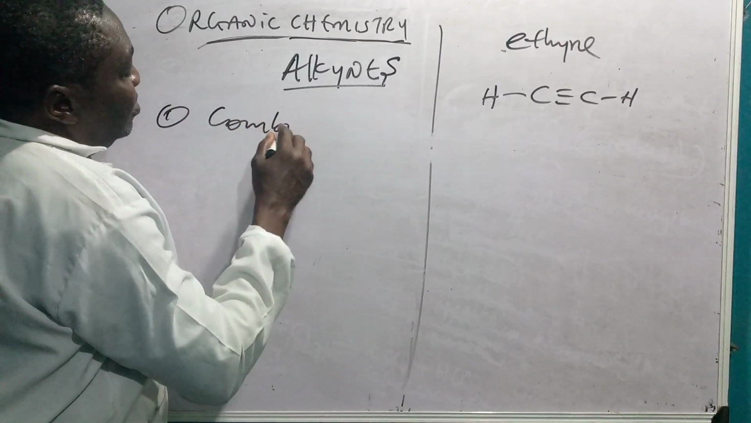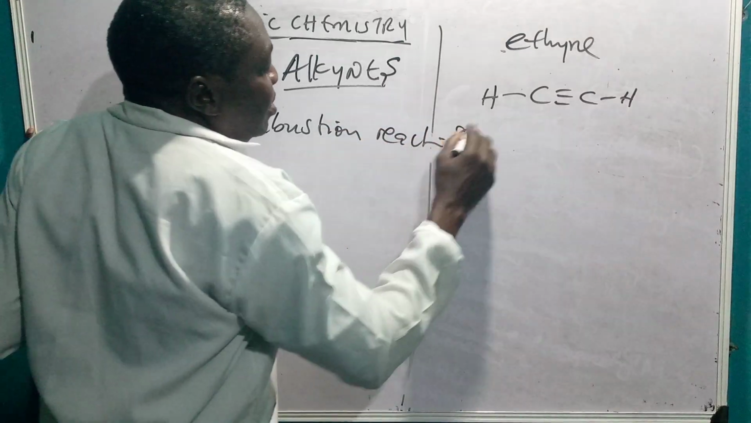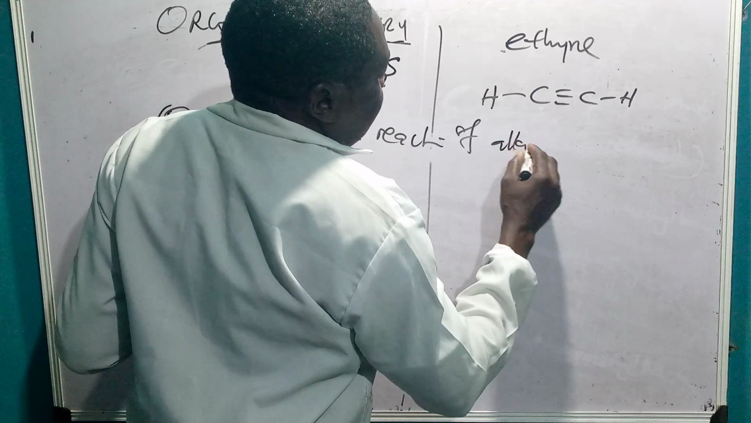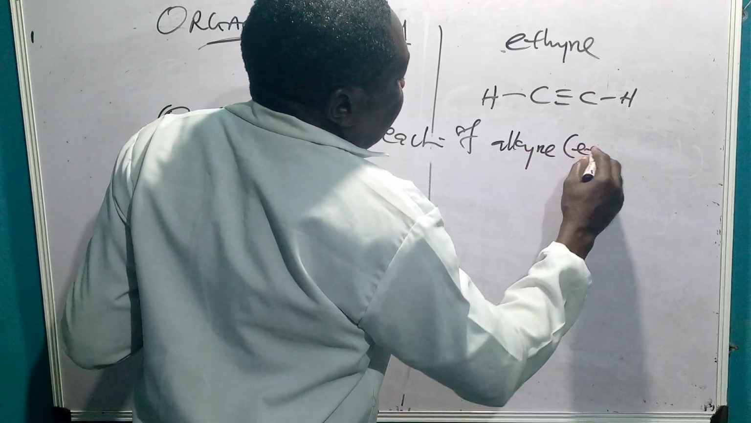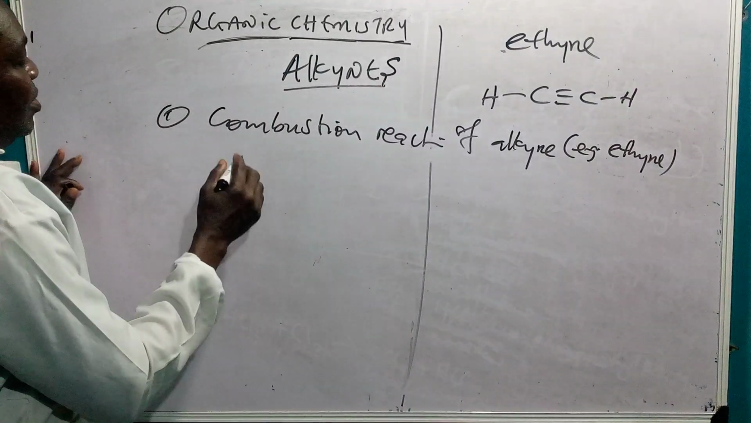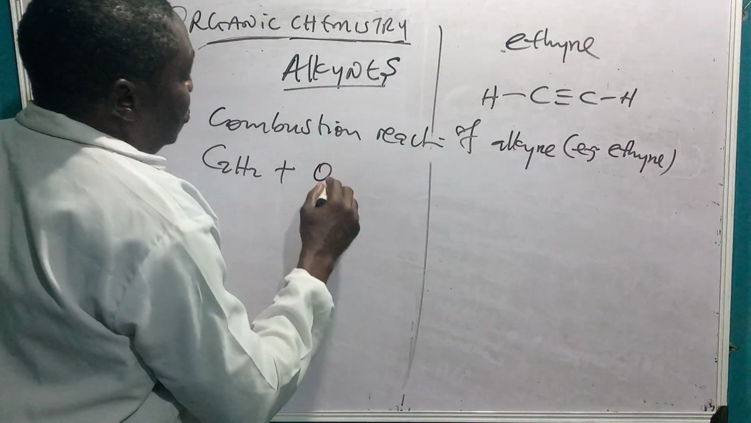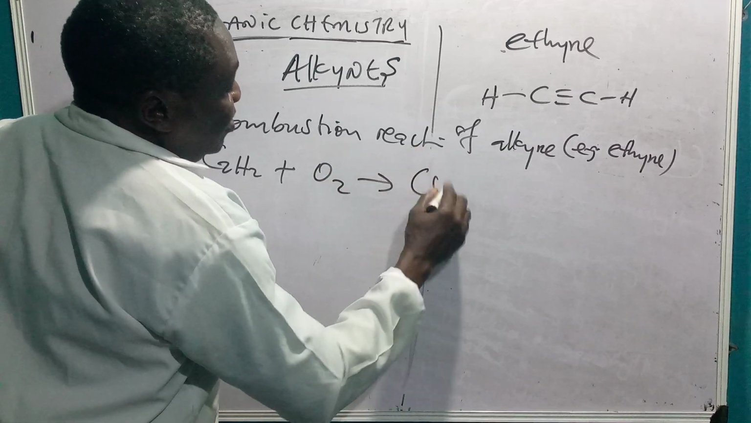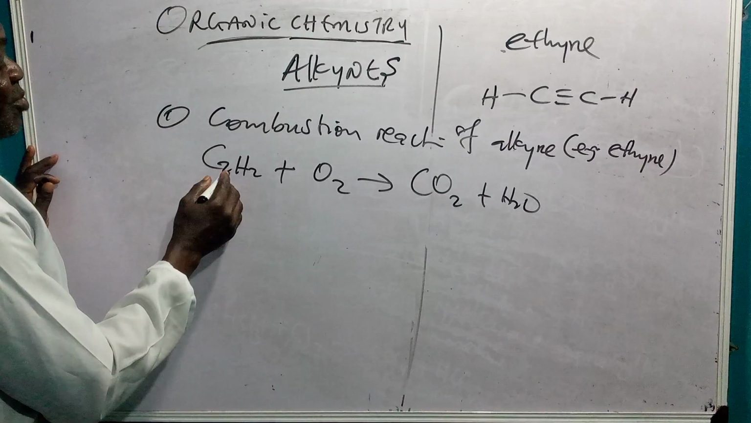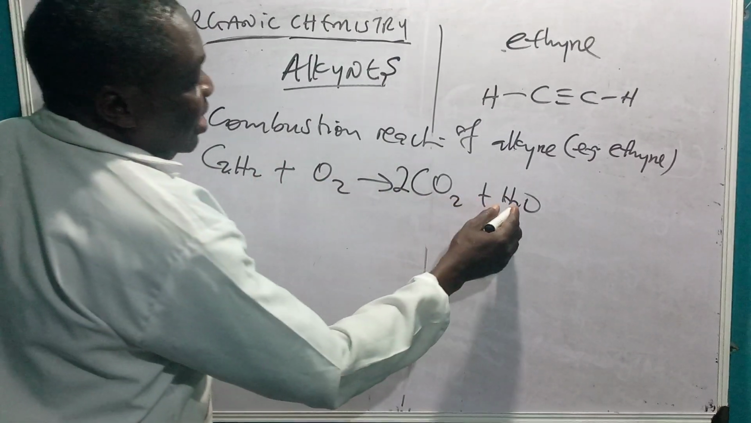Combustion reaction of alkyne, e.g. ethyne, which is the simplest member. You have C2H2 plus O2 to give you CO2 plus H2O. This is the first reaction. Now you have 2 carbon atoms. You must introduce 2 carbon dioxide here, 2 hydrogen is already there.